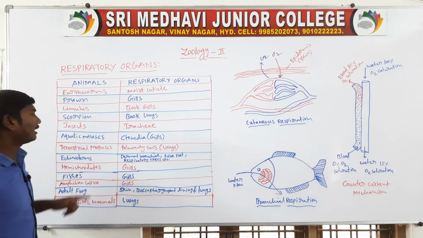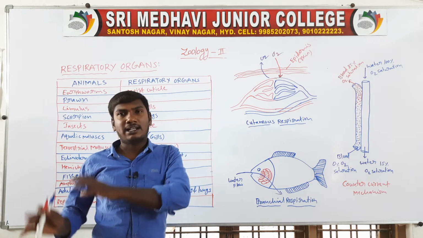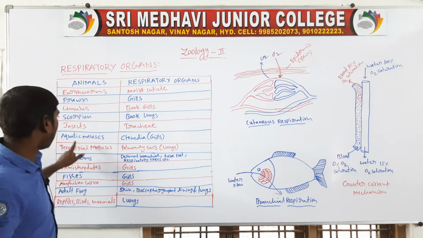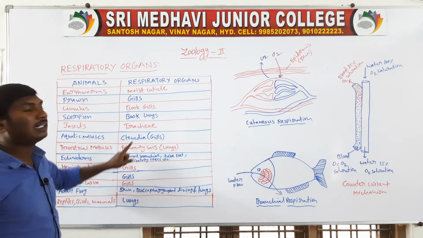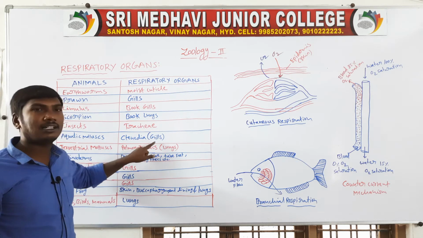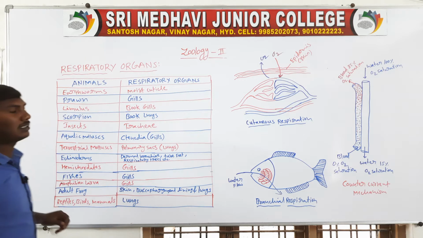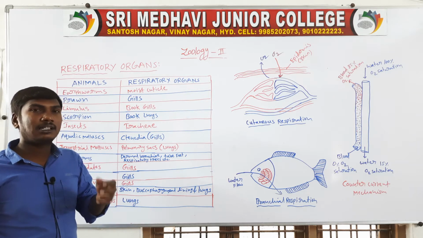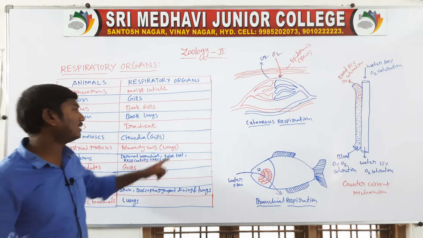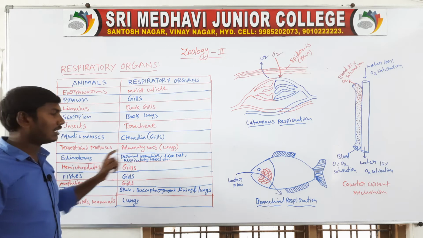Next one, molluscs. Molluscs are aquatic, or terrestrial. For aquatic molluscs, the respiratory organs are the ctenidia. Ctenidia are also called gills. Next one, the terrestrial molluscs. For terrestrial molluscs, the respiratory organs are the pulmonary sacs. The pulmonary sacs mean lungs. Aquatic: gills. Terrestrial: lungs.